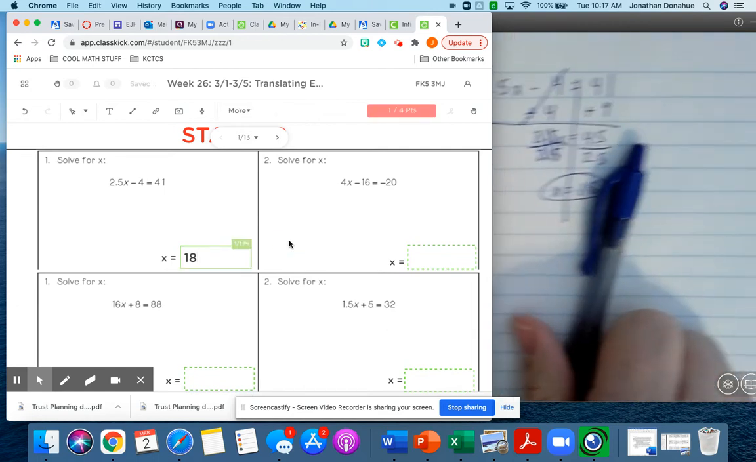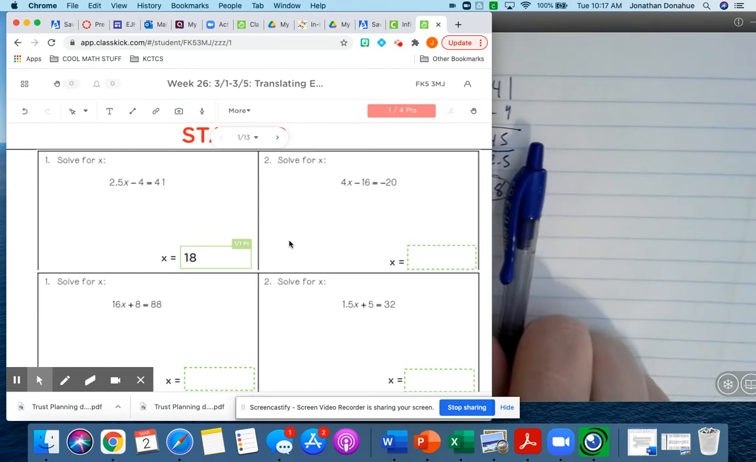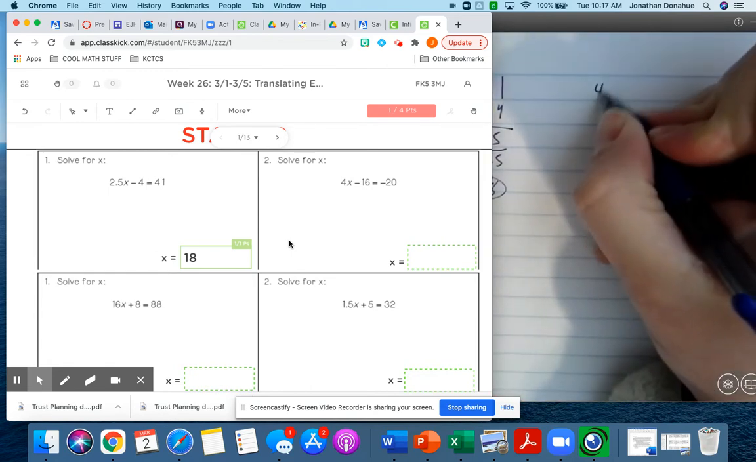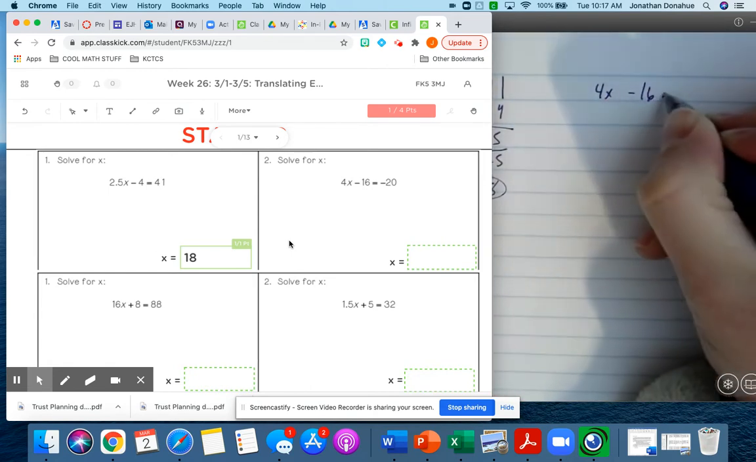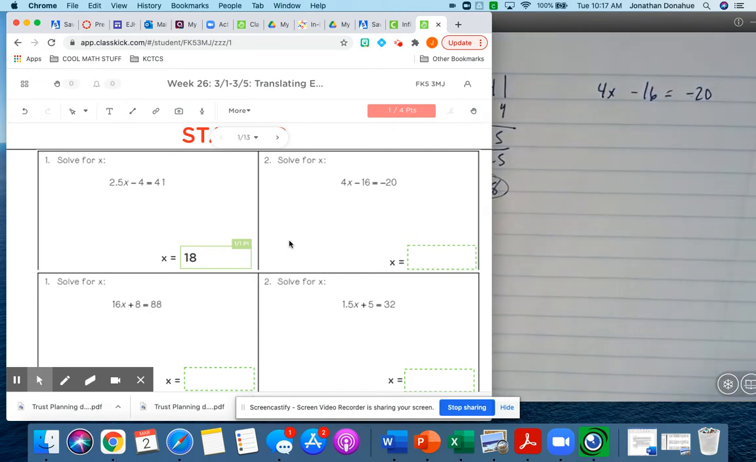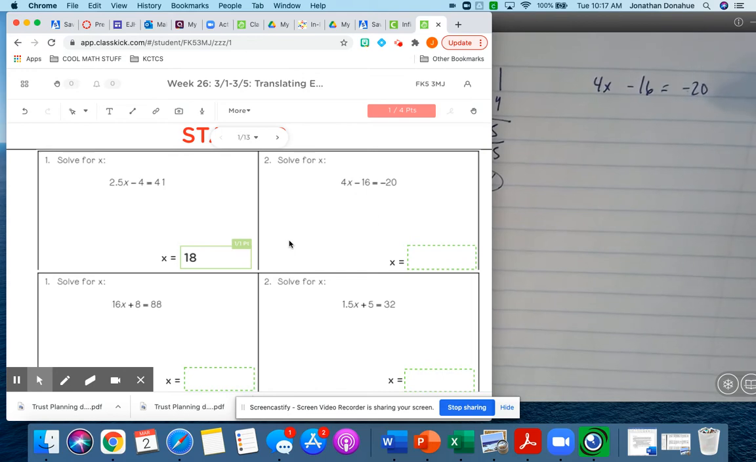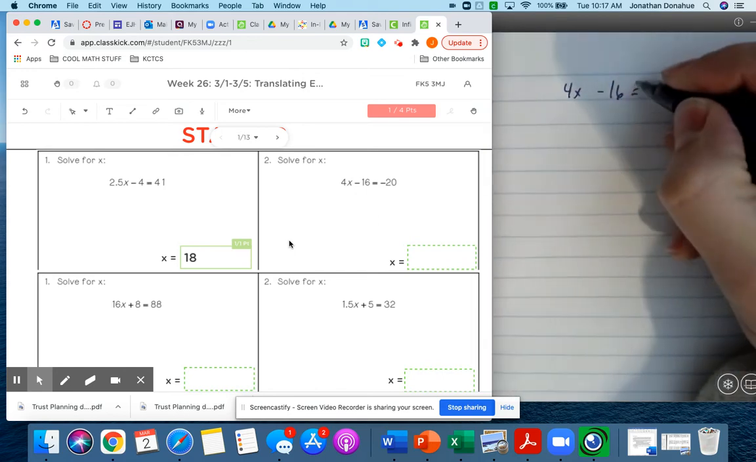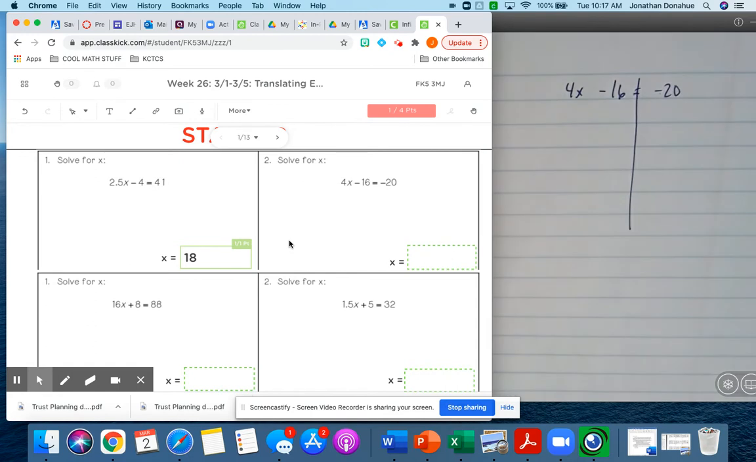Let's go ahead and jump to the second problem. I've got 4x minus 16 equals negative 20. Now, you'd think that maybe this was a little easier because they're more whole number-y and no decimal involved. But I had more people miss number 2 than I had miss number 1 because of this negative 20. So again, you've got to take a principled approach at every problem. So when you're going into this, we need to make sure that we're doing what we think is right.